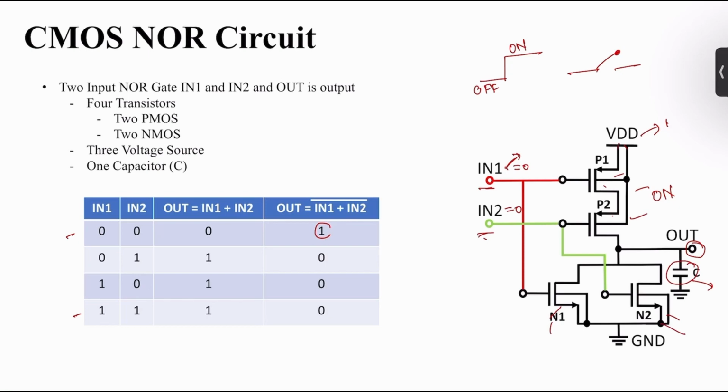So at that time the capacitor will be charged and the output will be VDD. So we can see at 0 0 the output will be 1, and if it is 1 and 1, then this PMOS will be off and these NMOS will be on, because in NMOS we know that if the input is one then it will be on, because VGS is greater than VT, VDS is greater than VGS minus VT. So that's why it will be in the active region.